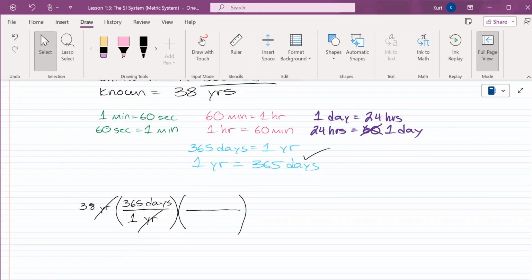Debbie, what conversion should I use to turn days into hours? Where should I write the days? On the top or on the bottom? Good. 1 day is equal to 24 hours. If we stop now, your answer would be measured in hours. I don't want hours. I want seconds.